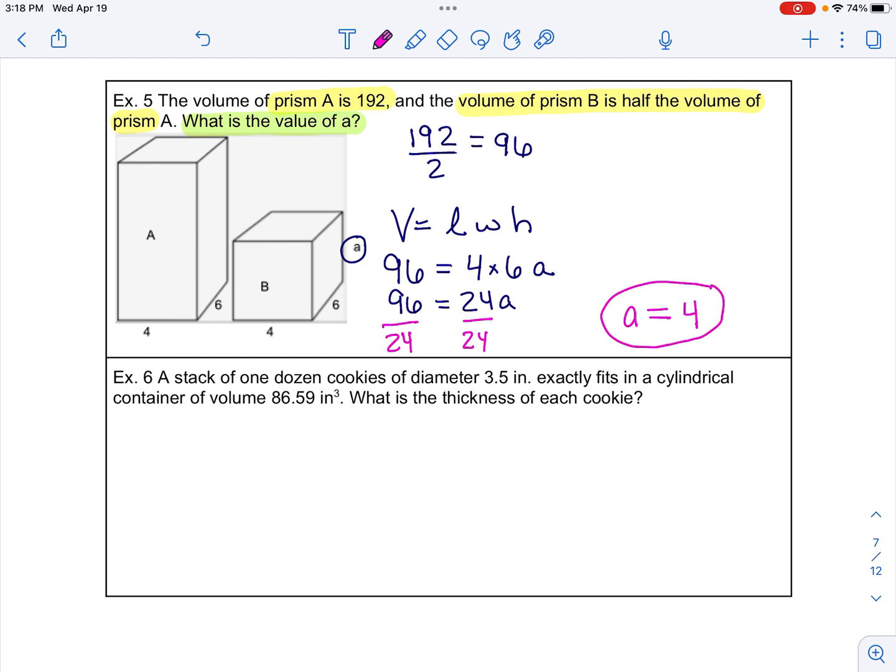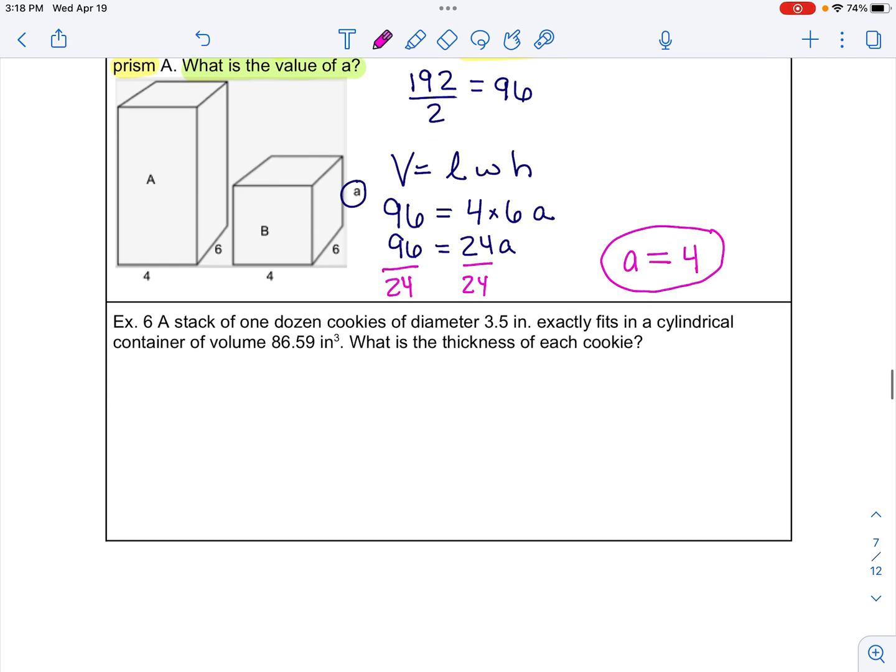So it's important to read these word problems. It's not always obvious just in the picture what you're supposed to do. And sometimes they don't have pictures at all. Like for instance, this one says, a stack of 1 dozen cookies with a diameter of 3.5 fits in a cylindrical container. Remember, a cylindrical container is a cylinder. The volume of a cylinder formula was pi r squared h. They gave us the volume, so we're going to put that number in, and they gave us the diameter.